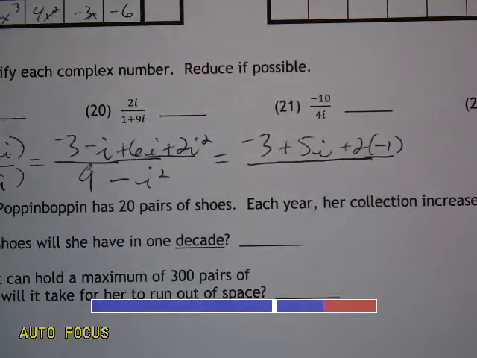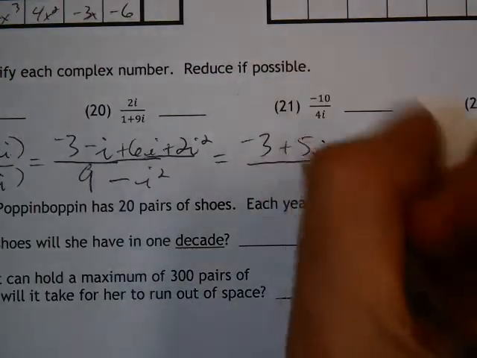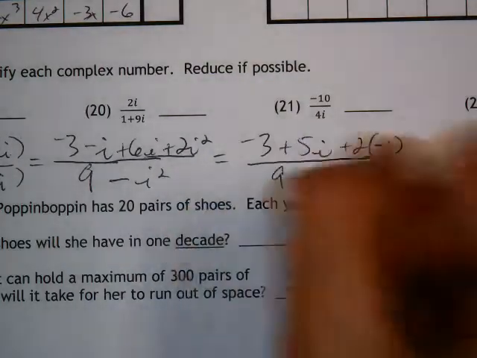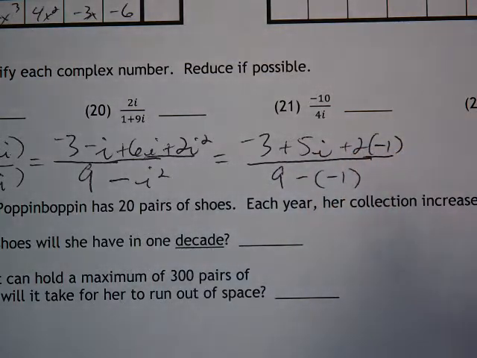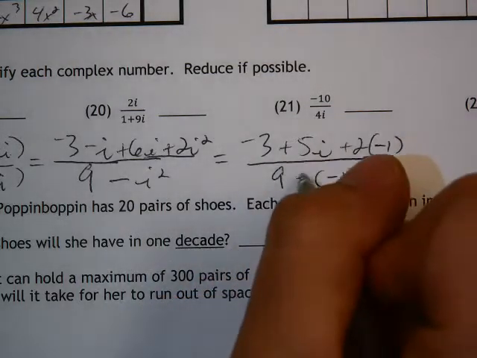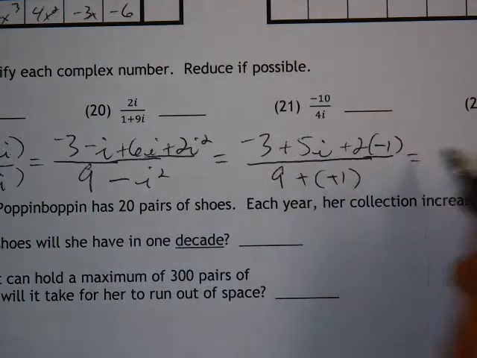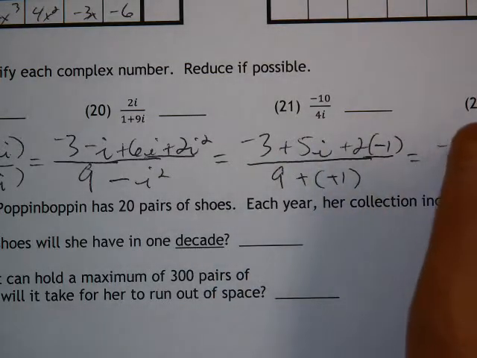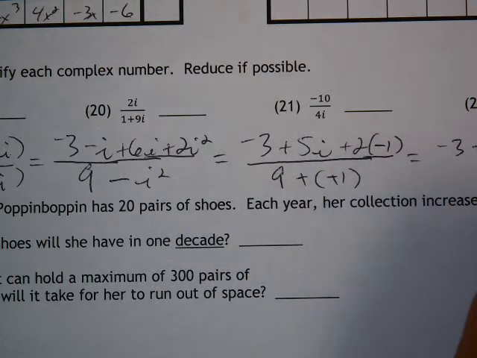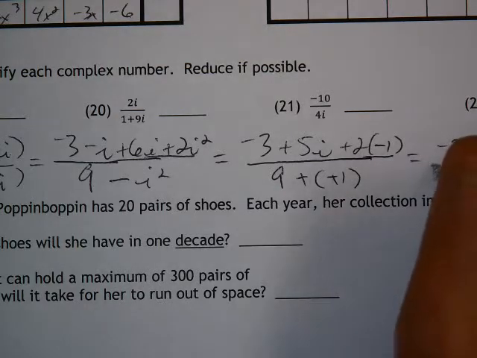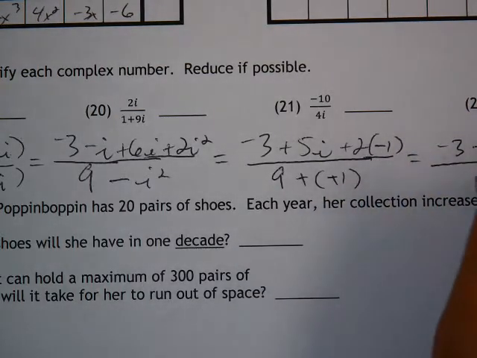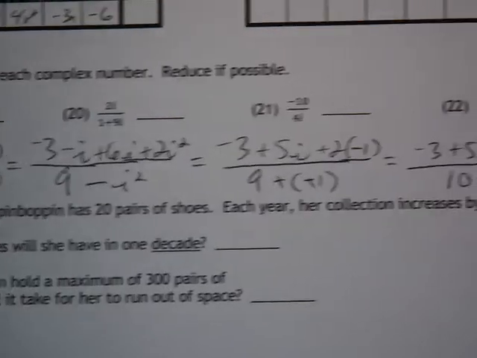I'm going to pull out a little bit here so you can see more of the work. 9 minus i squared becomes negative 1 again. When I substitute on the bottom, this changes to plus. So now I've got negative 3 plus 5i minus 2 over 9 plus 1, which is 10.